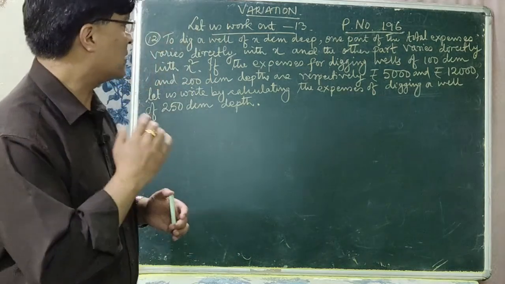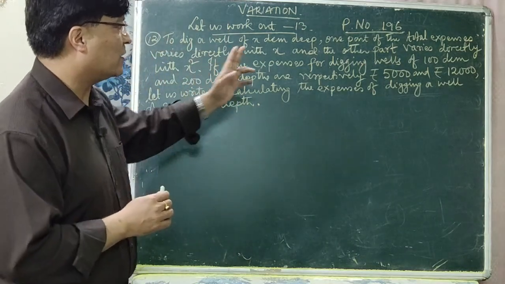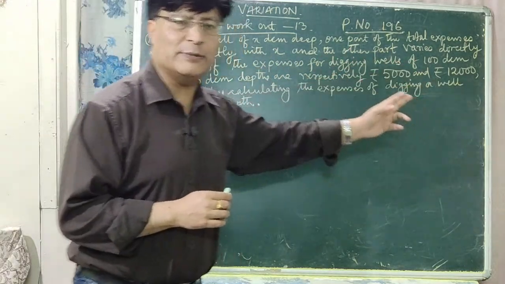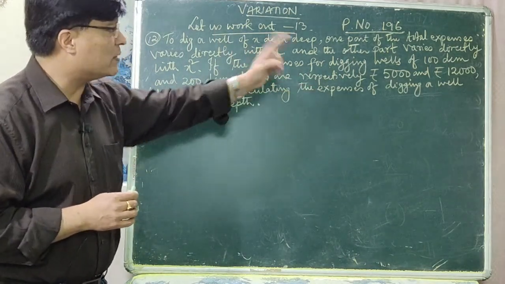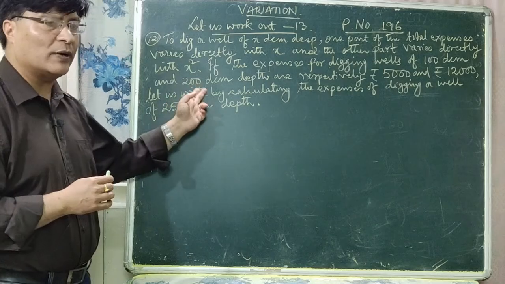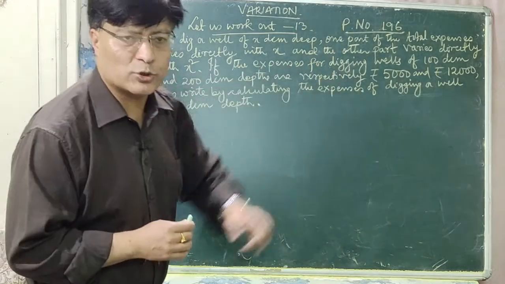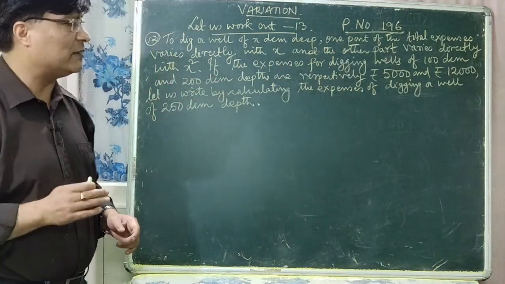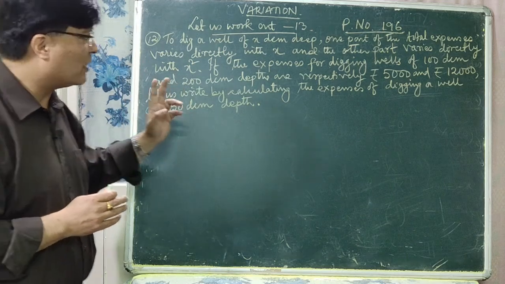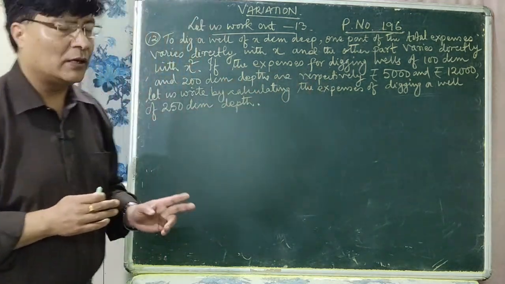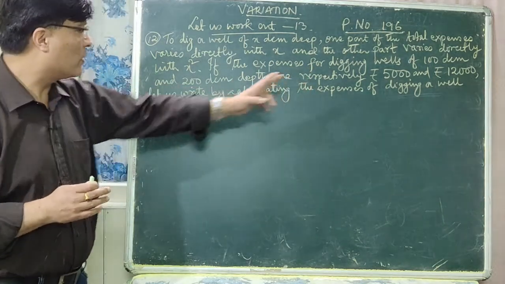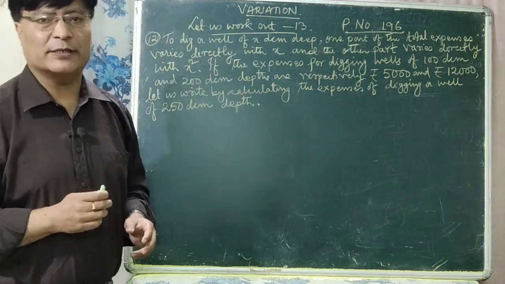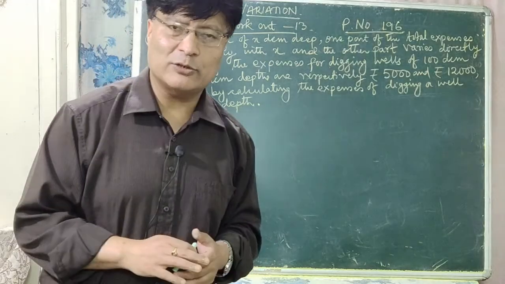Okay, so now what is the expense for digging a well of 100 decimeter depth? It is rupees 5000. And what is the expense of digging a well of 200 decimeter? It is rupees 12,000. So you have to find out the expense of digging a well of 250 decimeter depth. Is that clear to all of you?